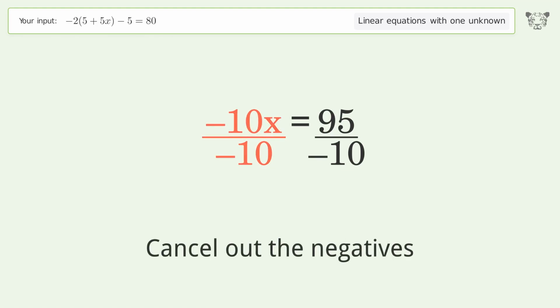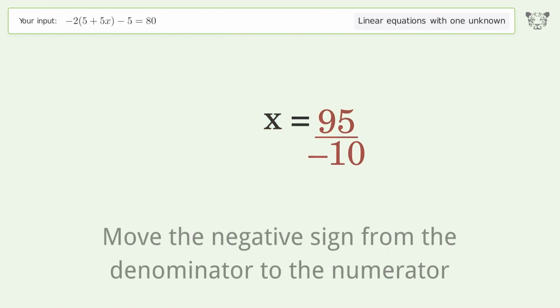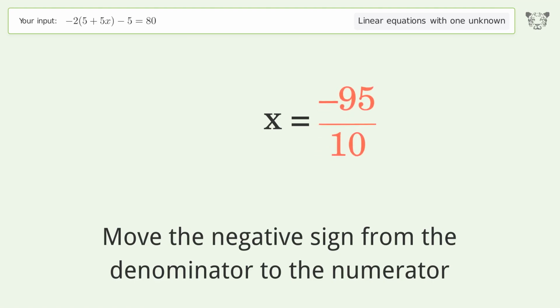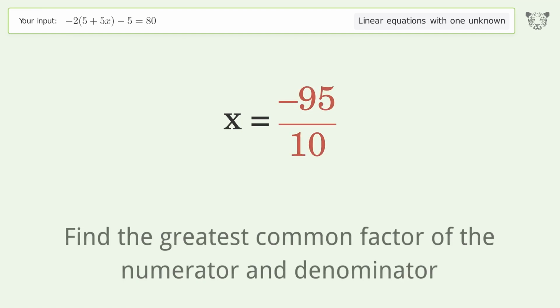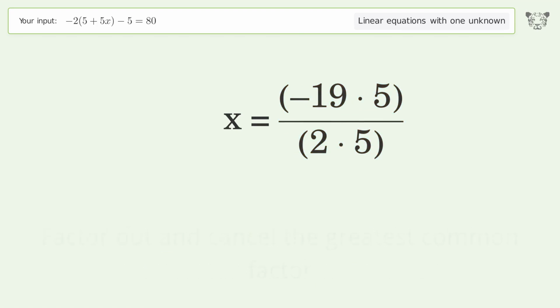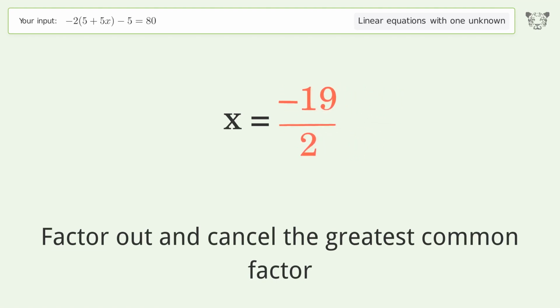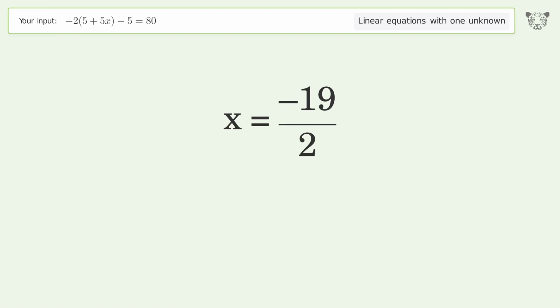Cancel out the negatives. Simplify the fraction. Move the negative sign from the denominator to the numerator. Find the greatest common factor of the numerator and denominator. Factor out and cancel the greatest common factor. And so the final result is x equals -19/2.